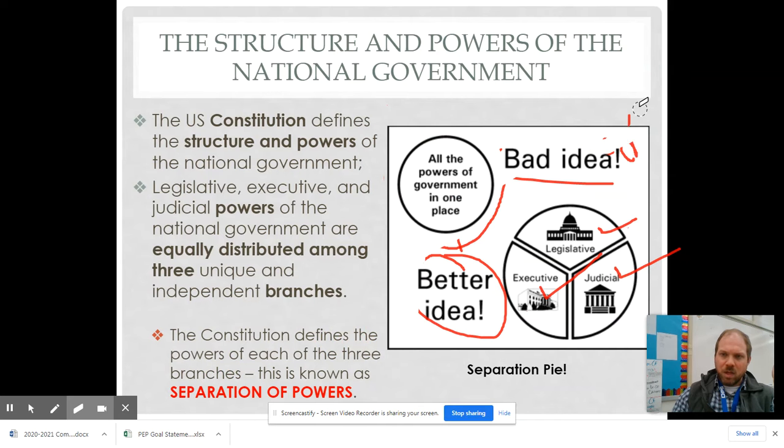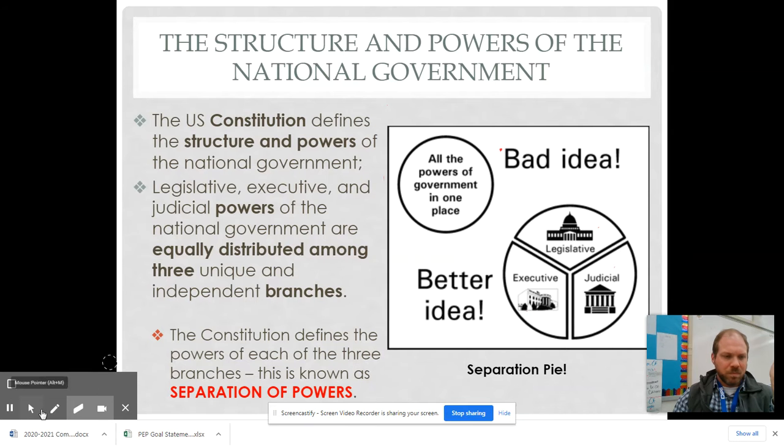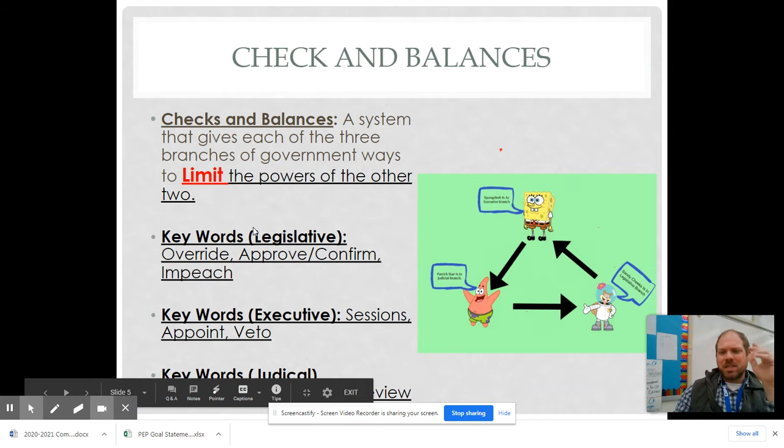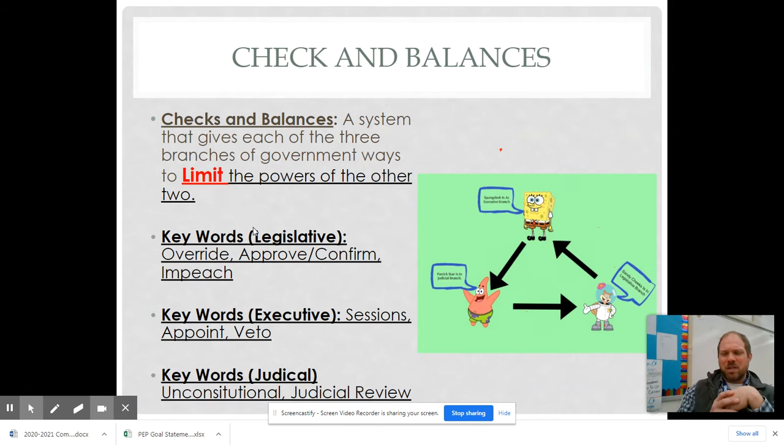The last thing that I really wanted to talk about today is the concept of checks and balances in our government. Now, checks and balances does involve the three branches, but it's a little different than separation of powers, okay? Checks and balances are sort of the idea that each of the three branches will limit the power of the other two. So for your definition, you would write a system that gives each of the three branches of government a way to limit the power of the other two. And that's it. But I wanted to give you some key words. So if you see these words on the test, you'll know what branch they're talking about. We'll get more in detail to this later.